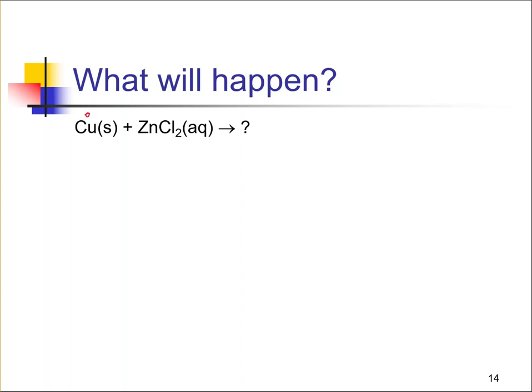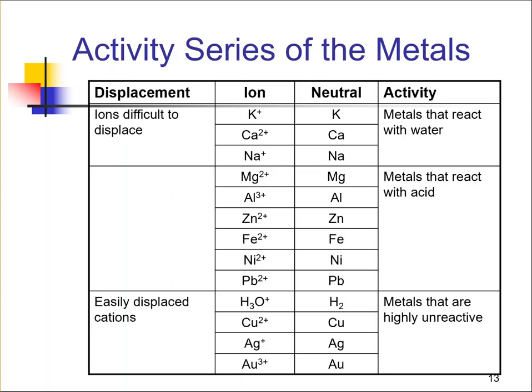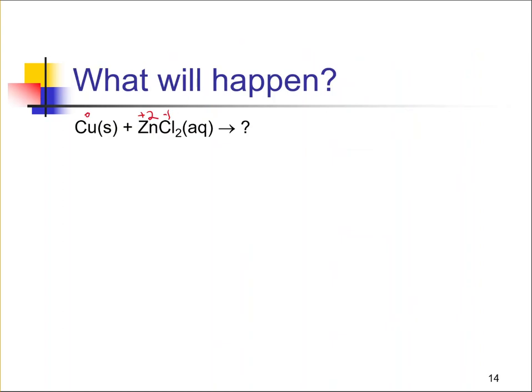So the oxidation number of copper is 0, -1, +2. In the activity series, we want to check copper and zinc 2. And look here, copper and zinc 2. As you see, copper is less active than zinc metal. So copper does not have the ability to replace zinc. So when you go back here, the answer to this is no reaction, because copper does not have the ability to replace zinc.